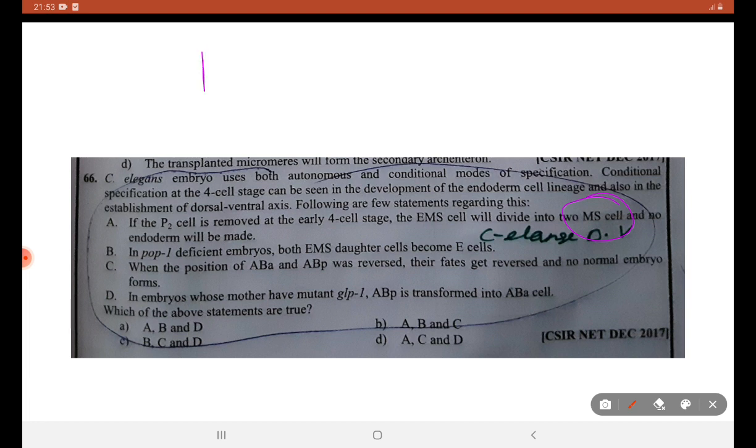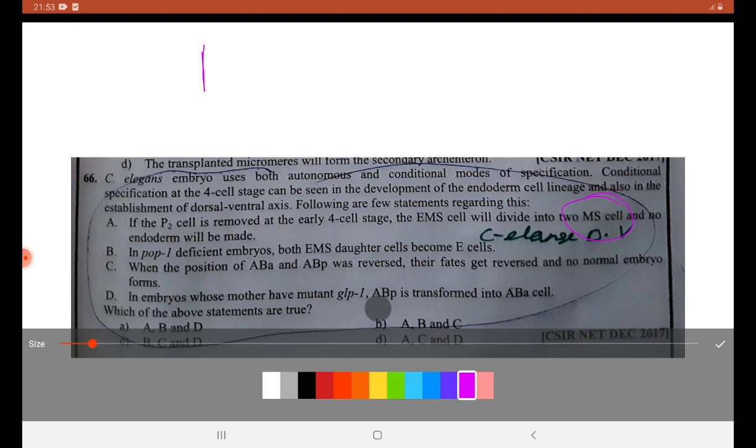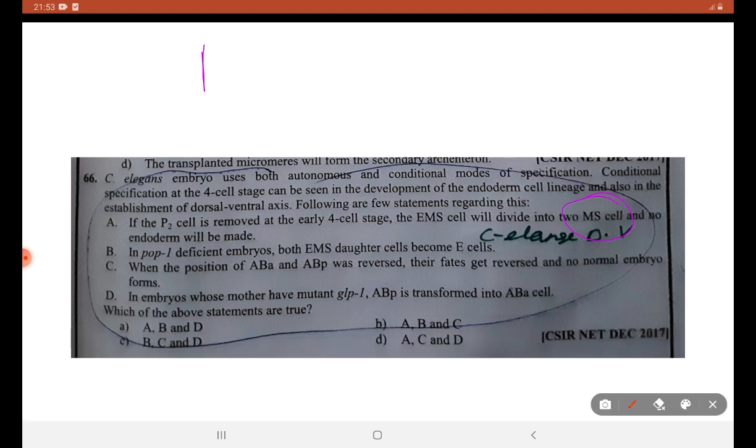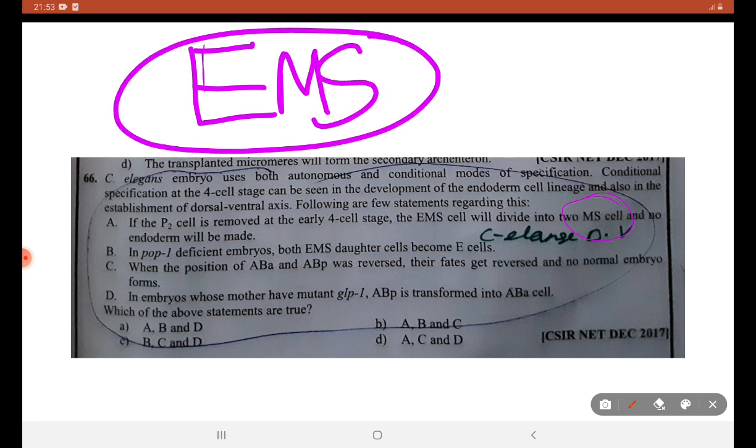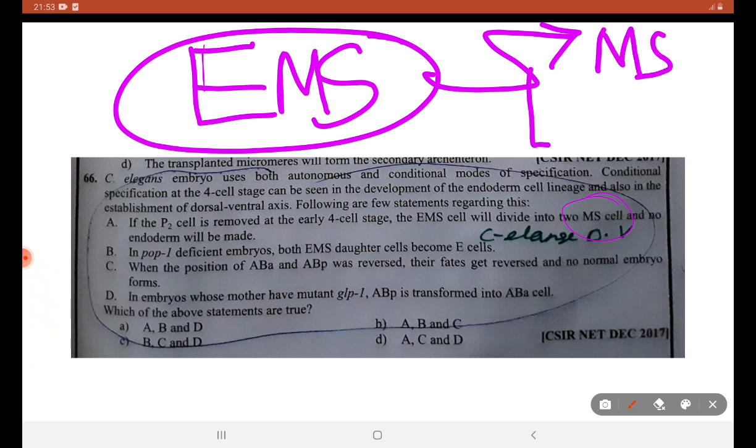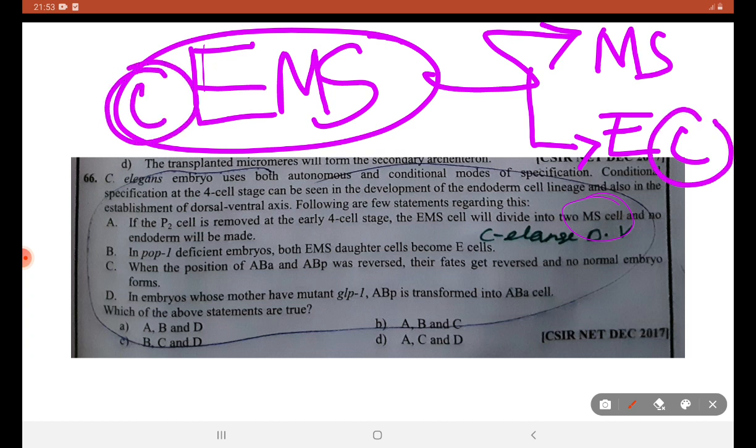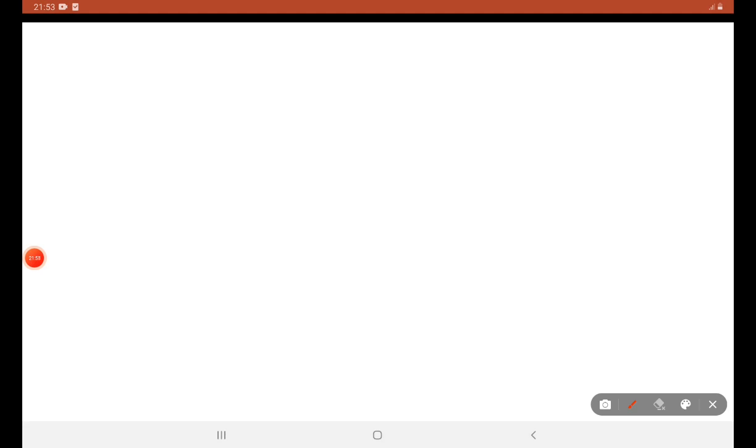MS cells. Wait. Okay. So EMS cells are conditionally specified to give rise to 2 cells, that is MS and E. E is conditionally specified. EMS is conditionally specified, but MS is autonomously specified. MS, that's what you can remember.